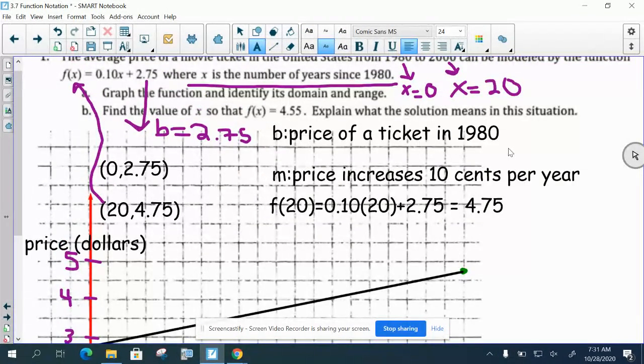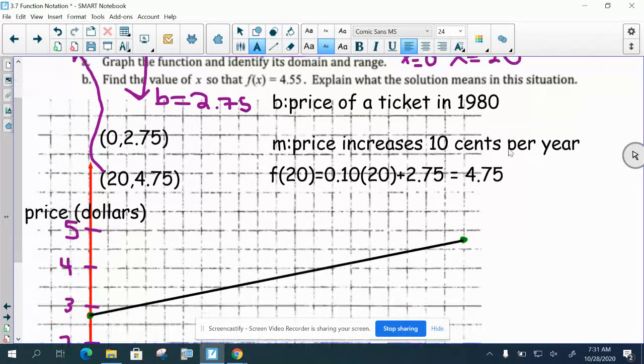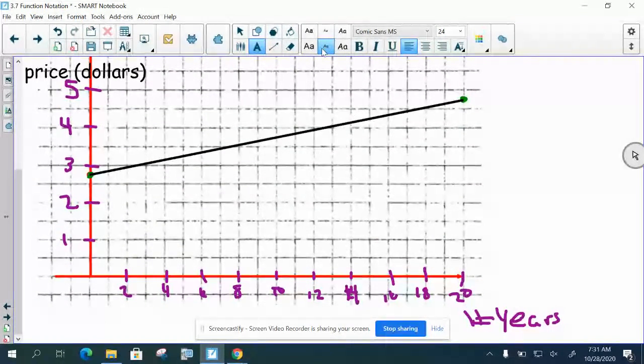All right, so then we also have to write the domain and the range. So here's how you write the domain. The domain is all of the x's, and as you can see here, it goes from 0 to 20. So we'll say 0, less than or equal to x, less than or equal to 20.